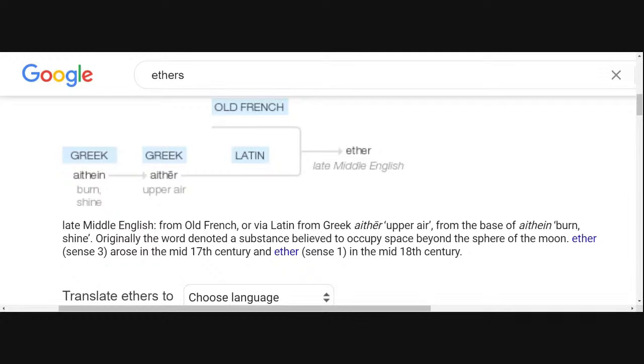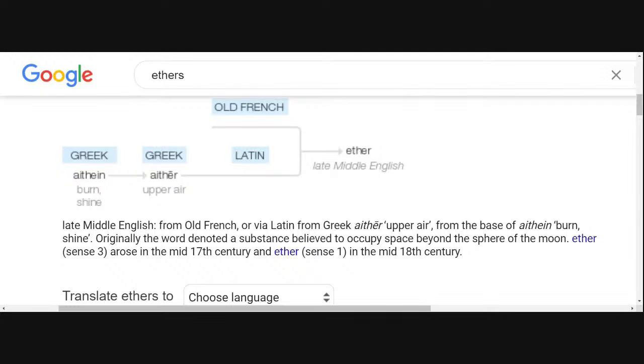Now, understand that. Originally, the word denoted a substance believed, which they try to say they don't really know for sure, but hey, they're just trying to describe what they say. Believed to occupy space beyond the sphere of the moon. Ether in the third sense rose in the mid 17th century, and ether since one in the mid 18th century.